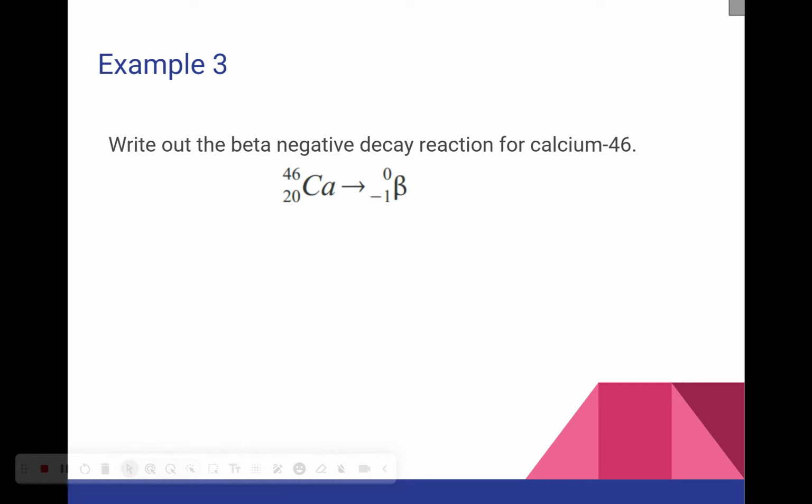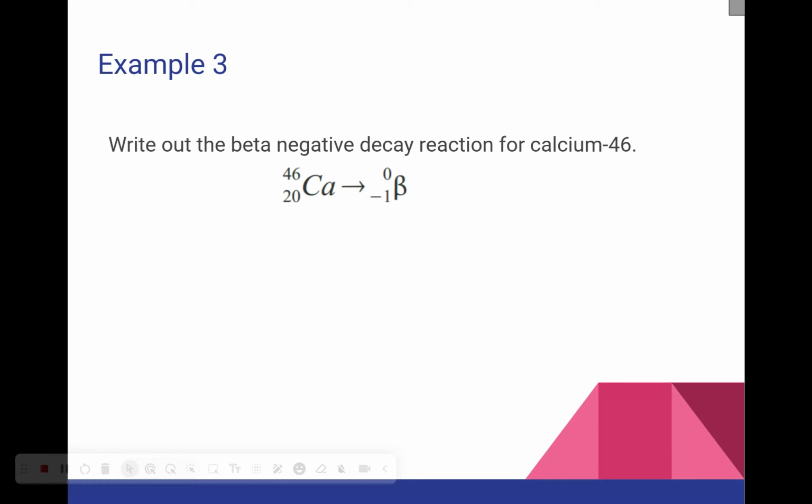And then I do conservation of nucleons on the top, and I do conservation of charge on the bottom. So far, I don't have any of the nucleons, and there should be 46. So I know whatever my daughter nucleus will be, will have 46 nucleons. That's because even though we've ejected an electron, because a neutron turned into a proton, the total number of nucleons stayed the same, although the number of protons jumped up by 1.